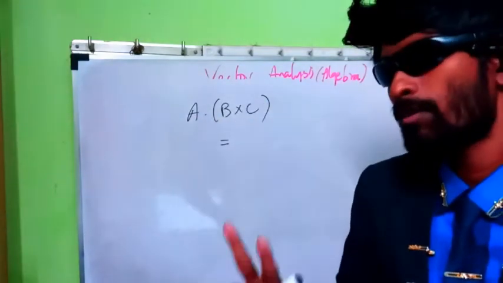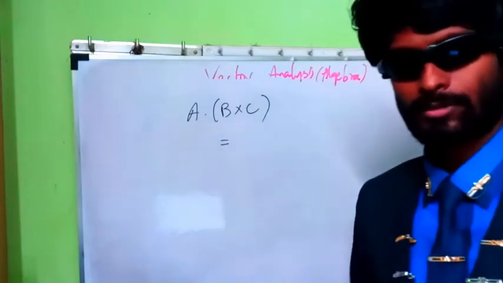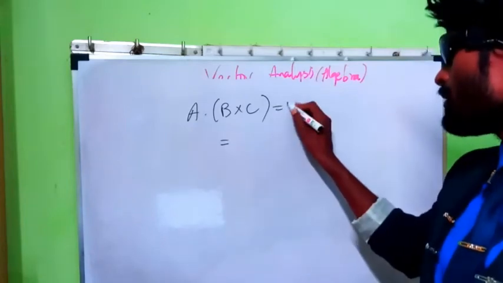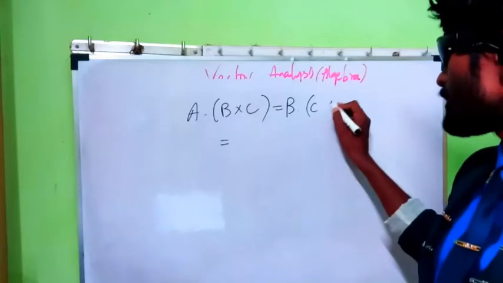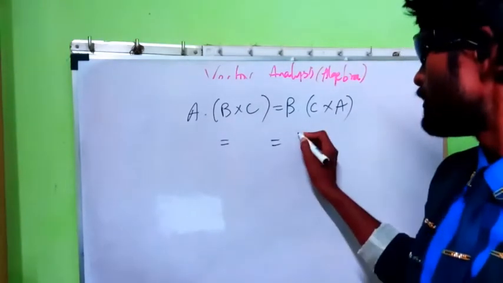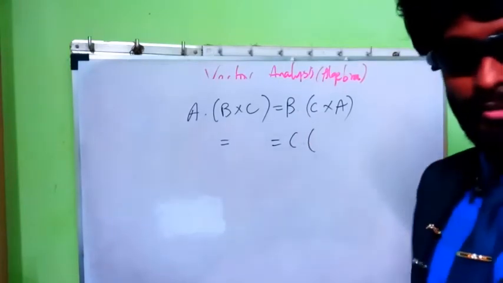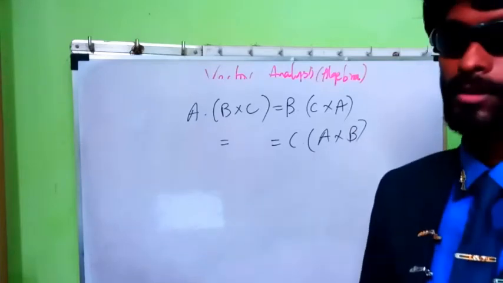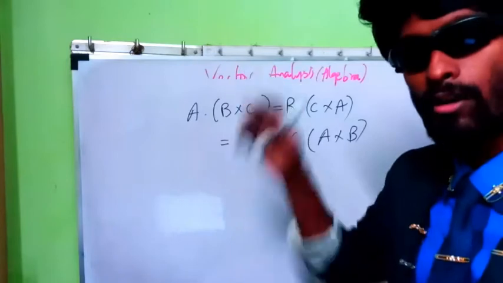If there is a small change in the cycle's order, there will be a minus. You got me right. I can write here B dot, then B after C, C cross A. That will be equal to C dot, because after B comes C, C dot, C after A, A cross B. Here I don't have any minus, because everything goes in order.